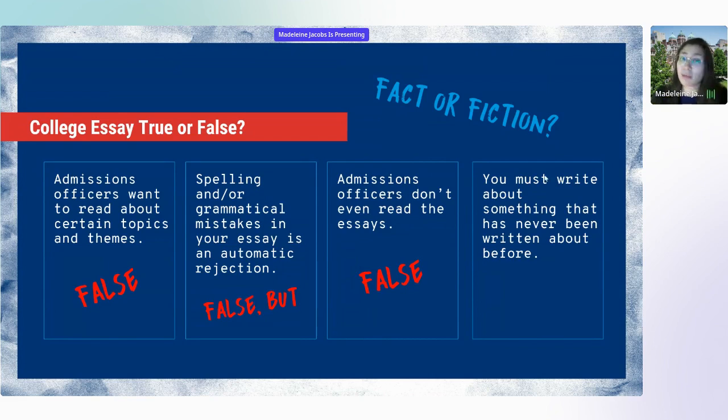And finally, you must write about something that's never been written about before. If we've read it, you cannot write about it again. Also false. So they are all false. Again, it's not about the subject of what you're writing about so much as the content. We want to hear your voice.